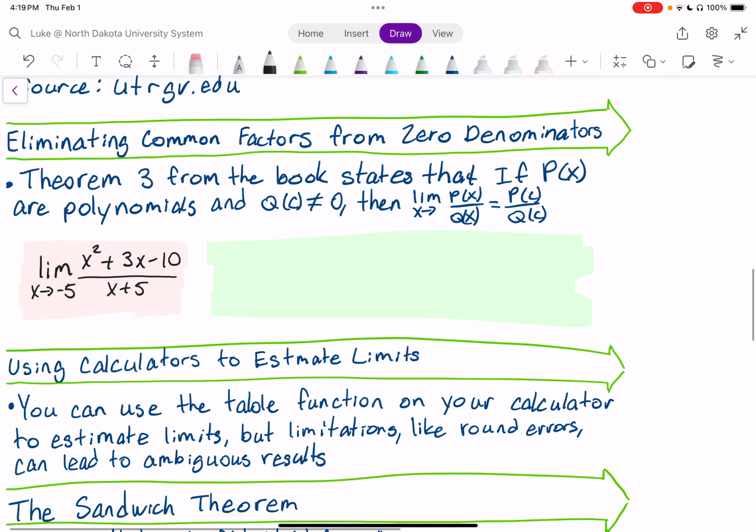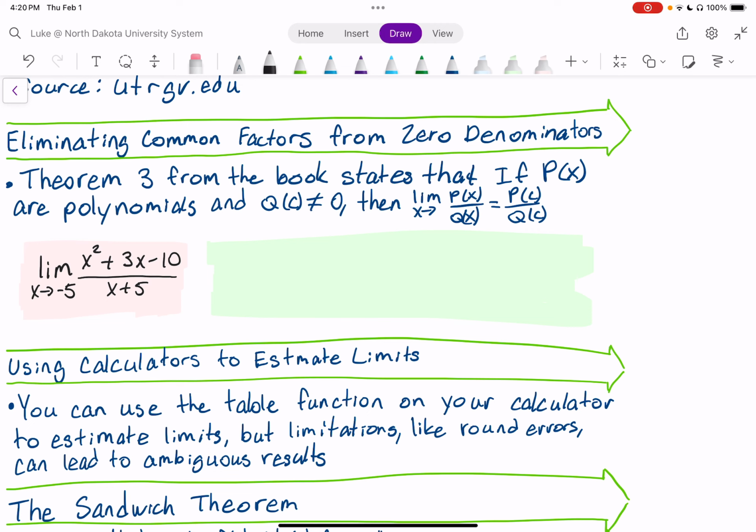Okay, eliminating common factors from zero denominators. So like I touched on earlier, our goal is to sub in the value that we're approaching to evaluate the limit, but that's not always possible when the denominator is 0. Subbing in the value we're approaching really doesn't get us anything because it's just undefined. So our goal is to use factoring or conjugates or whatever means you need to allow us to work with this and sub in our value that we're approaching.